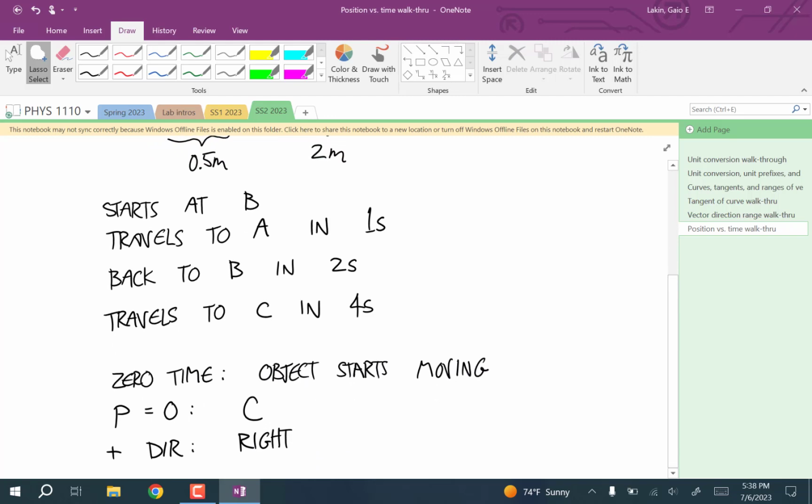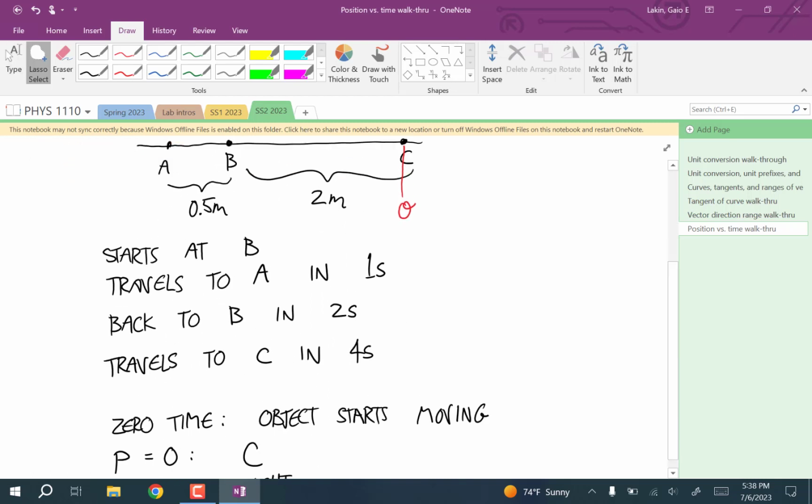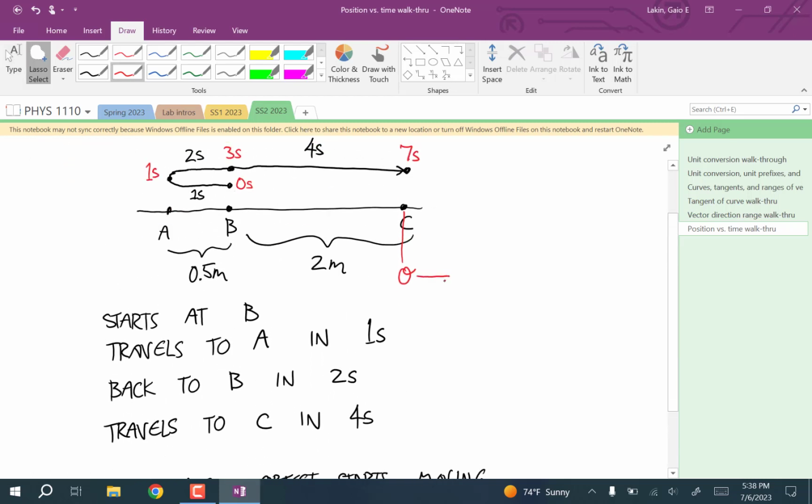Okay, so position equals 0 is at C. So I'm going to label this point. This point has position 0. And the positive direction is to the right. So positive goes this way. That means that anything to the left of 0 has a negative position. Okay, so pause the video and label the positions of the points A and B.